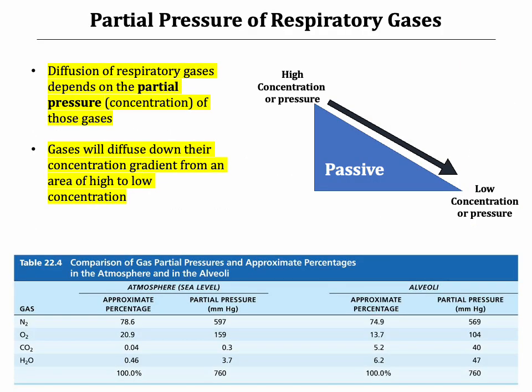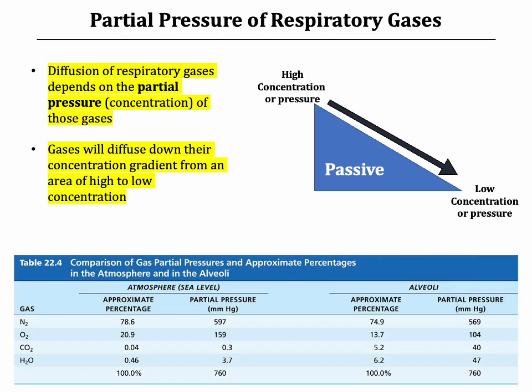So the diffusion of respiratory gases is all dependent on the partial pressure of those gases. And you can just think of that as basically the concentration of those gases. Gases behave differently than a liquid or a solid, right? They exert a certain amount of pressure, all dependent upon how much of that gas is present. So it really is just a concentration.